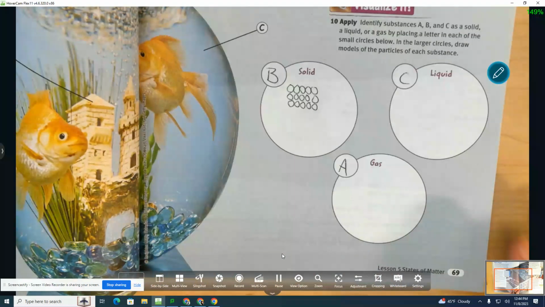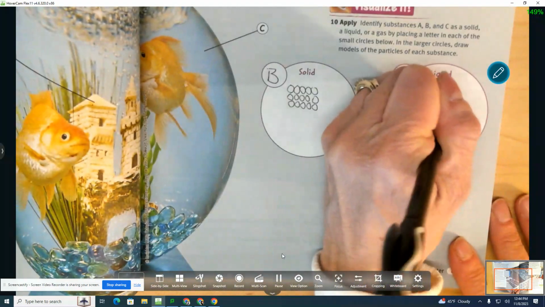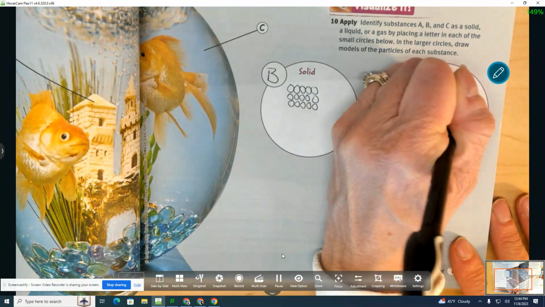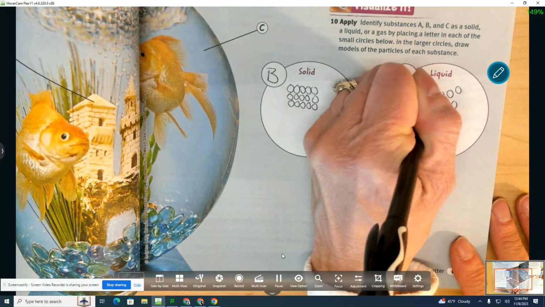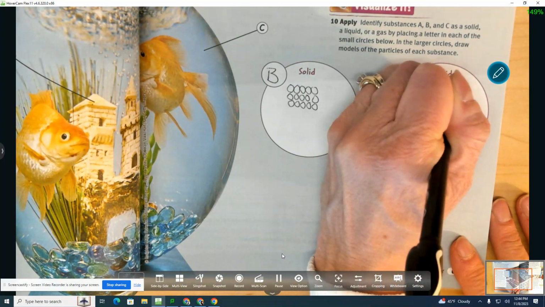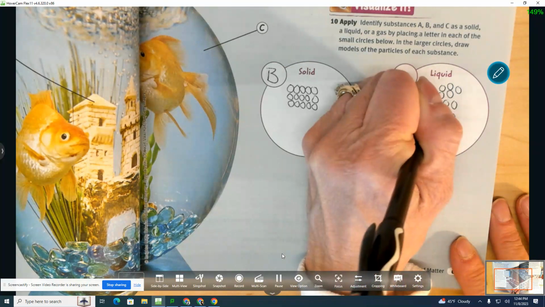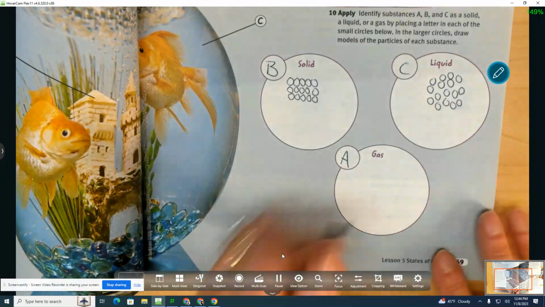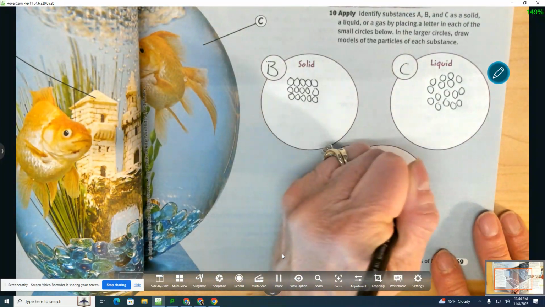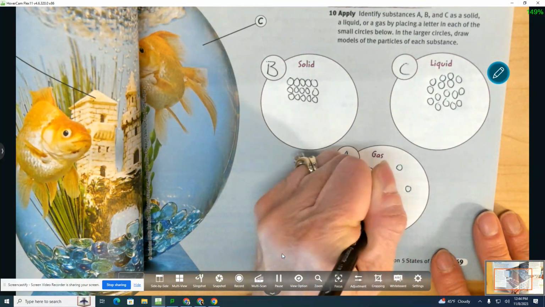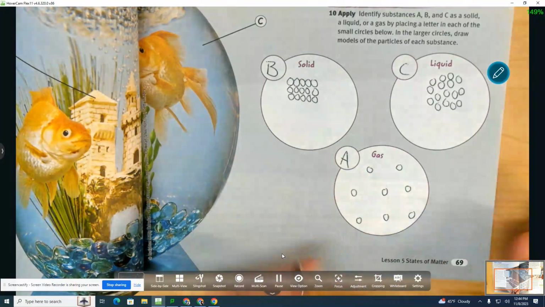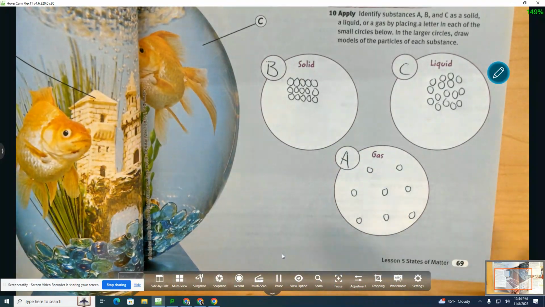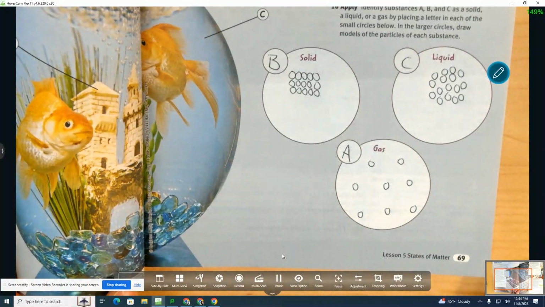They are rigid. Liquid particles are close together, but they're more random. They're not really touching, but they can be. They can touch each other. They kind of glide past around one another. And gases, spacing is very far apart. We're going to have them filling up the entire container.